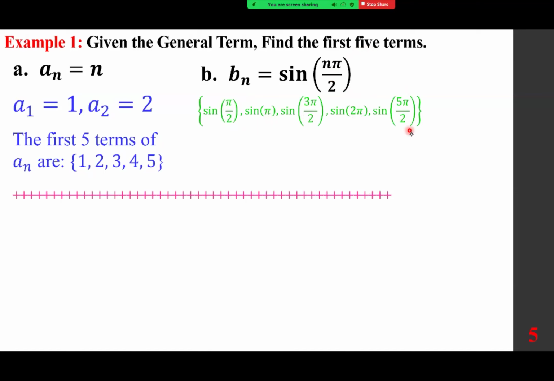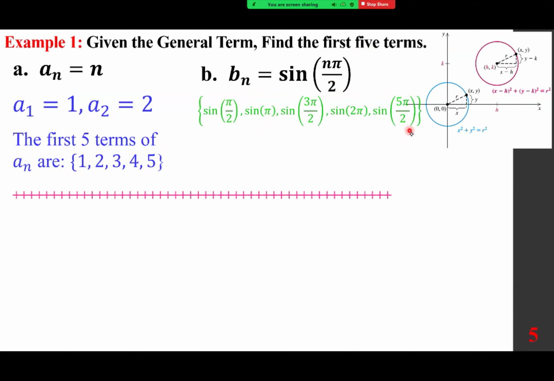Now I want to remind you of something that we have seen previously. In algebra, the equation of a circle is x squared plus y squared equals r squared if it's centered at 0, 0 with the radius r. If it's centered at h and k, it's x minus h quantity squared plus y minus k quantity squared equals r squared. I hope you remember that. And actually, the formula comes from the distance formula.